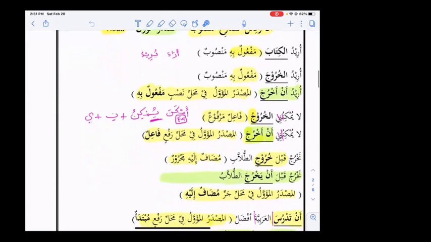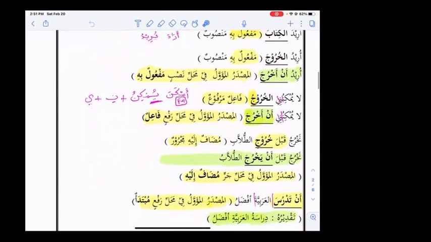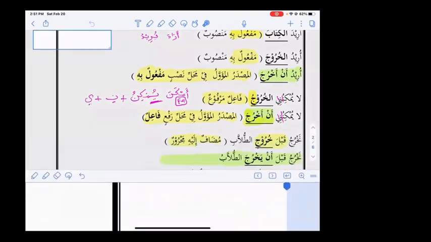La yumkinuni, I won't do that. We have done it many times, but I'll do it another way. Nakhruju qabla khurujil tullabi. We came out before the coming out of the students. See, qabla is a zarf, khuruji is mudaf ilayhi, and this is mudaf and this is mudaf ilayhi. Mudaf ilayhi majroor. Qabla khuruji, mudaf ilayhi majroor.